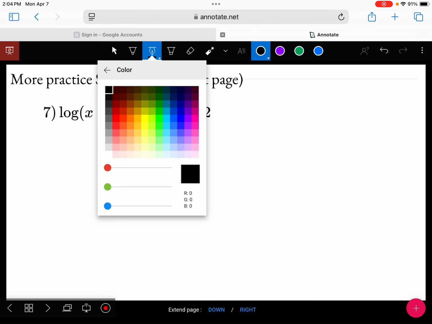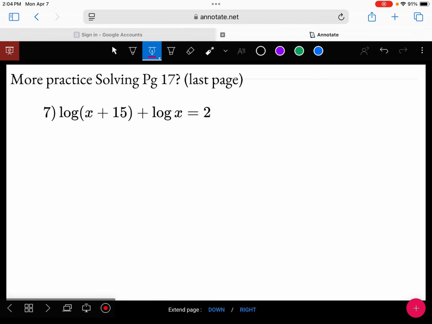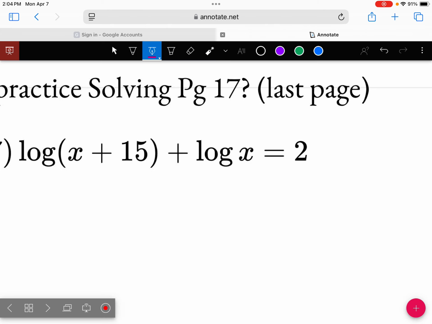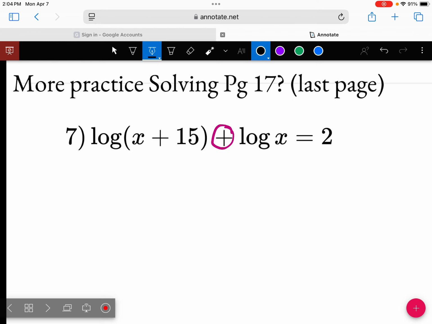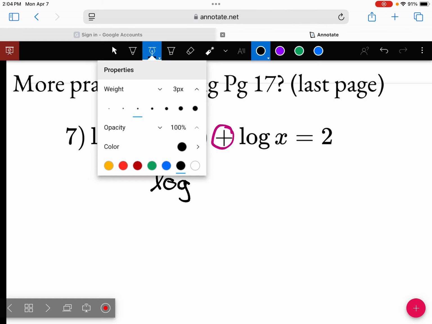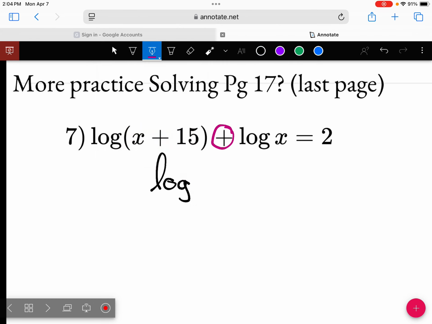What should we do first here? Make it multiplication. We need to condense this again. I have addition here. Addition turns into multiplication. So we can condense this down and make this be log of x plus 15 times x. That equals 2.